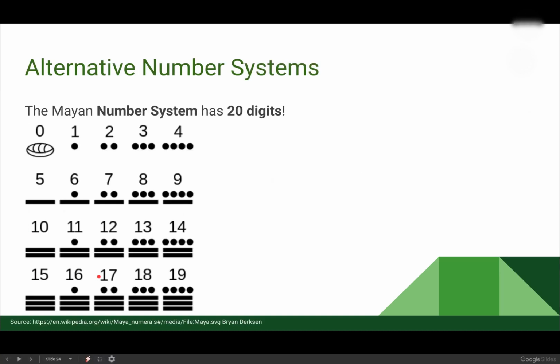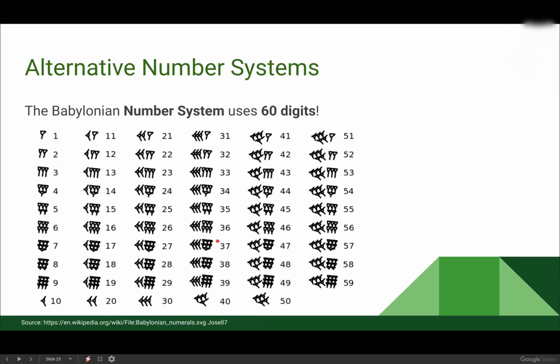There are a large number of other number systems, though. For example, the Mayan number system has 20 digits, starting at 0, going up until 19. We have 20 different digits. The ancient Babylonian number system has 60 digits. So we're not limited to only thinking in 10 and 2. There's any number of different number systems that we can work with.